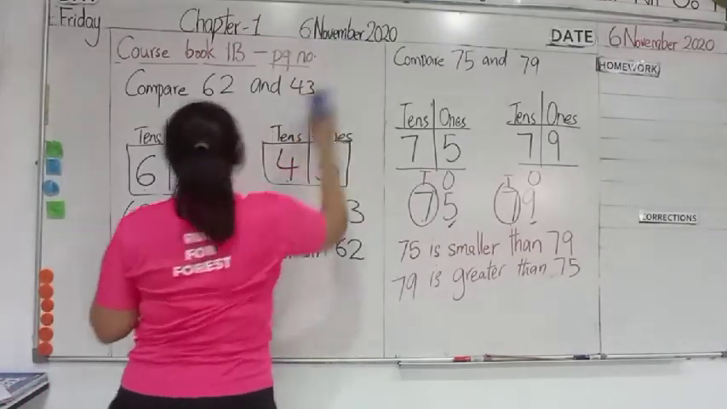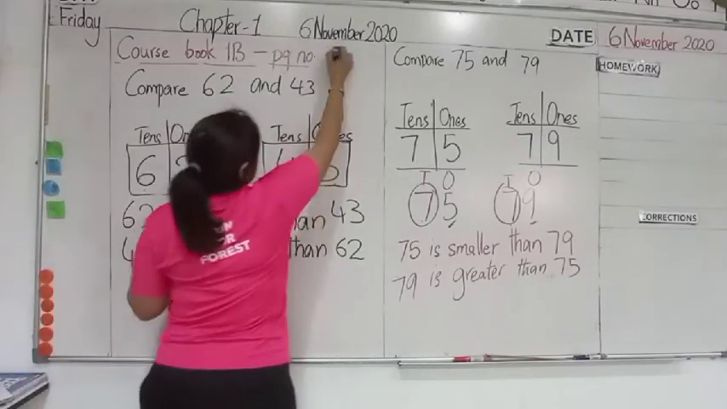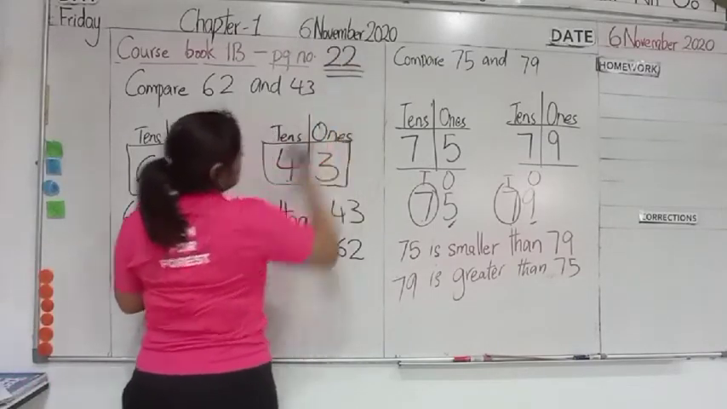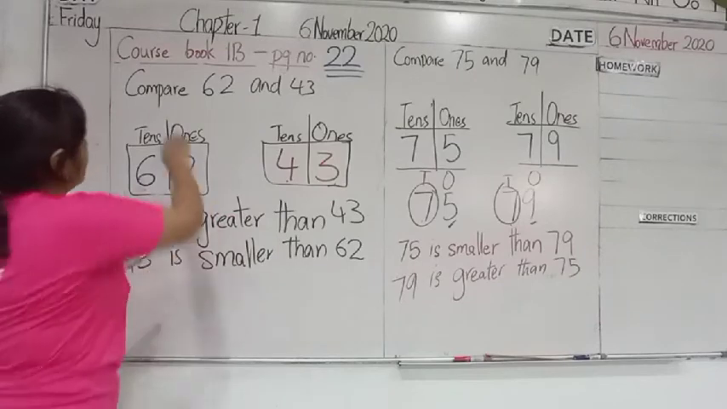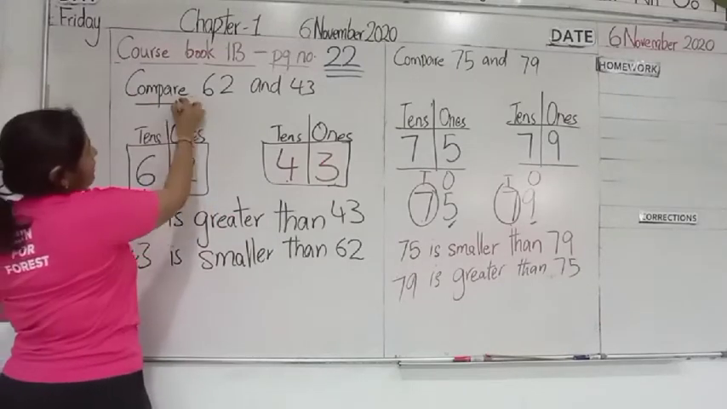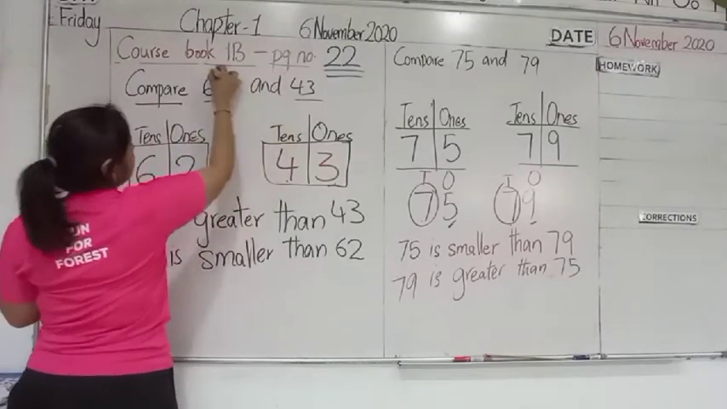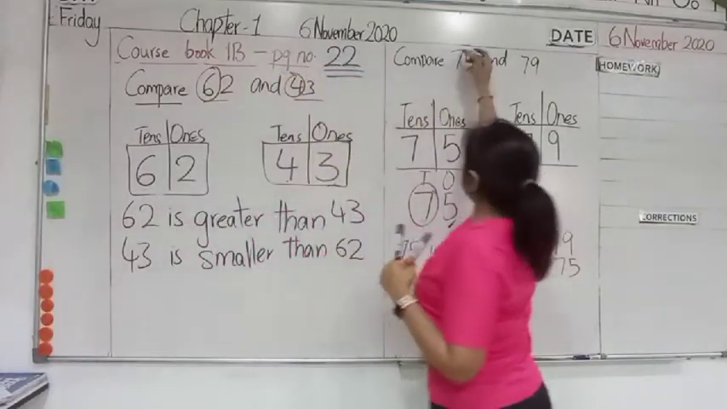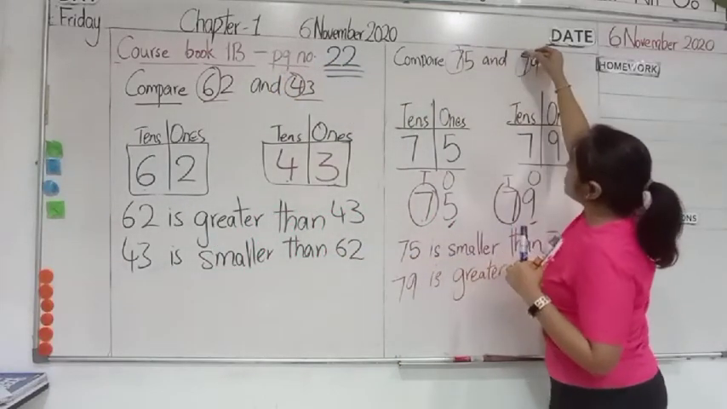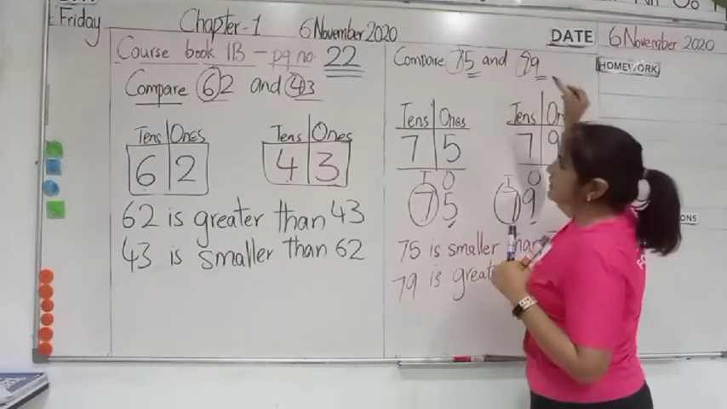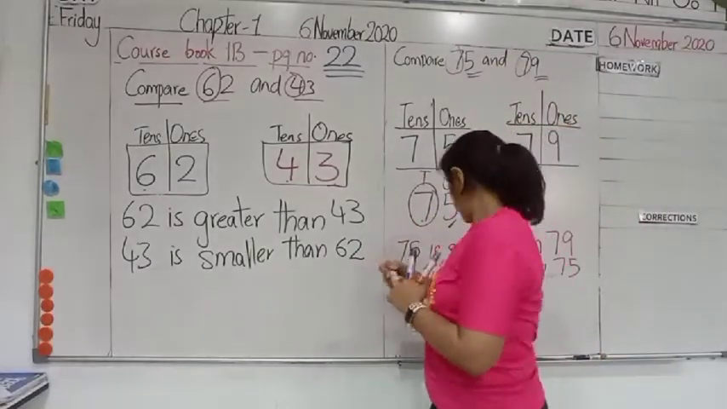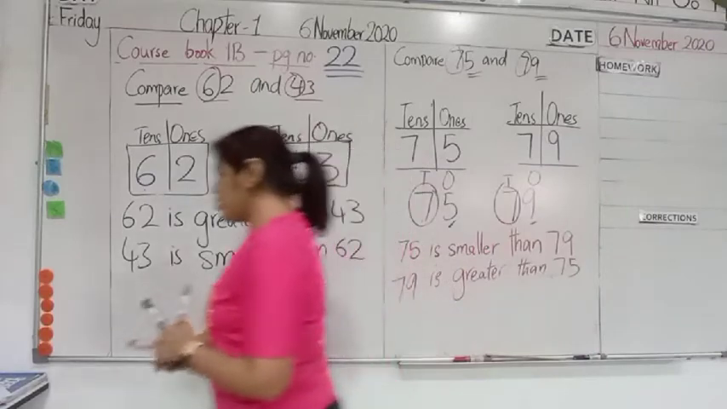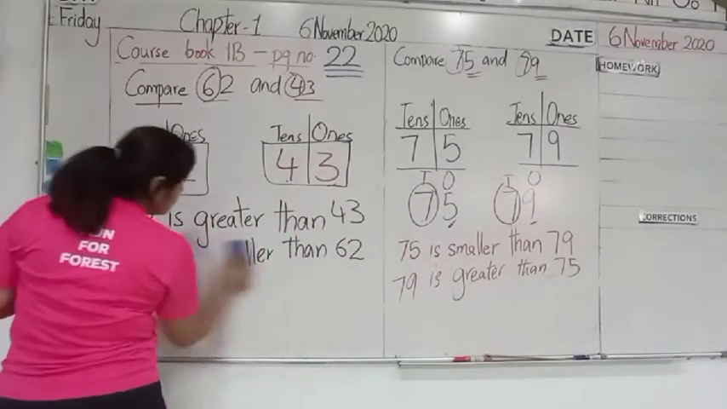Next, let's go to page number 22. Hope you have understood this. You have to practice this. This is very simple. When you are comparing numbers, you have to first look at tens place. If the tens place is the same, then you look at the ones place. Okay? Now, let's look at page number 22.